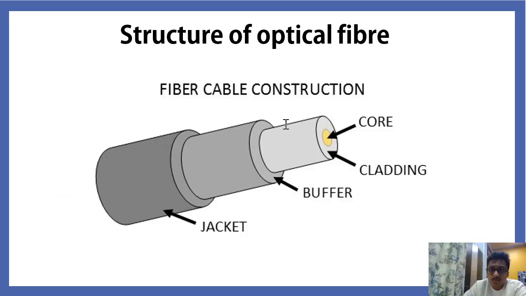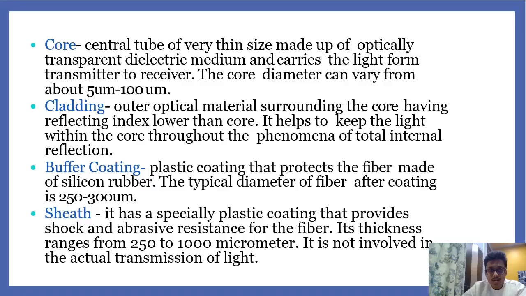The structure of optical fiber consists of mainly four components: core, cladding, buffer, and jacket. The core is the region where the light is transmitted. It is entirely made up of glass, whereas cladding is made up of either glass or plastic. It adds a certain amount of strength to the wire, and it reduces scattering loss from any discontinuities in the core material. Buffer coating is a plastic coating that protects the fiber, made of silicone rubber.